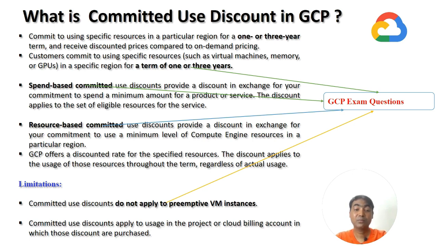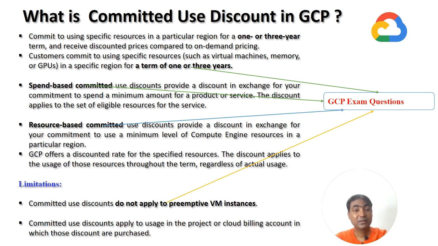As you know, the commitment terms for GCP are that the customer commits to using specific resources such as virtual machines, memory, and GPU in a specific region for a term of 1 or 3 years. In return for this commitment, GCP offers a discount rate for the specified resources. The discount applies to the usage of those resources throughout the term regardless of actual usage.